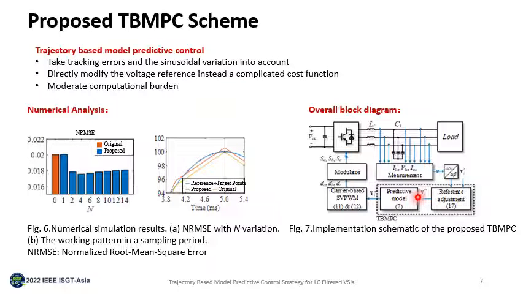And Figure 7 shows the overall block diagram of the proposed TBMPC strategy. As one can see, the voltage reference is adjusted after the state variables are sampled, and then it is sent to the predictive model to calculate the optimal control input. And finally, the gating signals are generated through the PWM module.